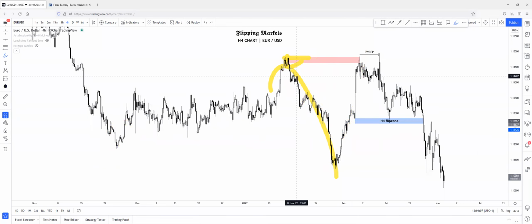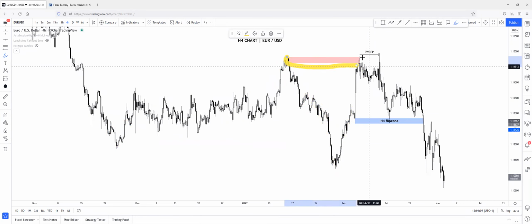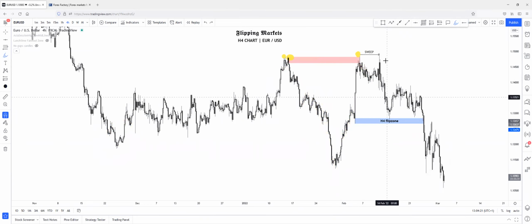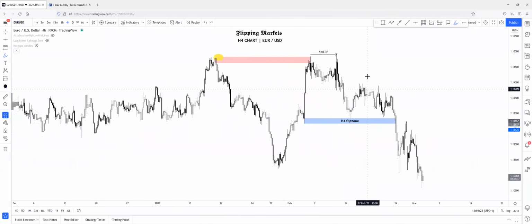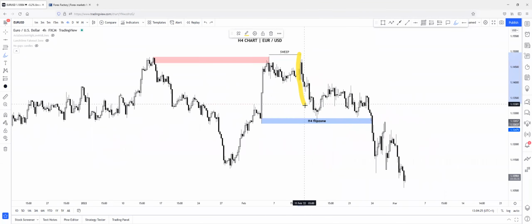And after the mitigation of this supply zone, price swept the supply zone and swept the equal taps from above the supply zone, because there was the first tap, second tap, third tap, little pullback, little change of character after the mitigation of the supply zone, sweep of that liquidity. And after the sweep of this liquidity, price just created a bearish order flow to the downside. So the bearish order flow has been continued.